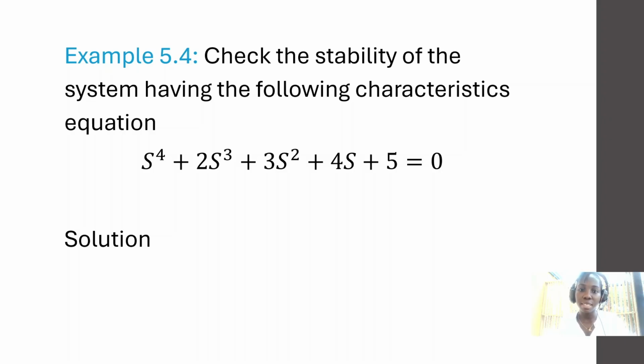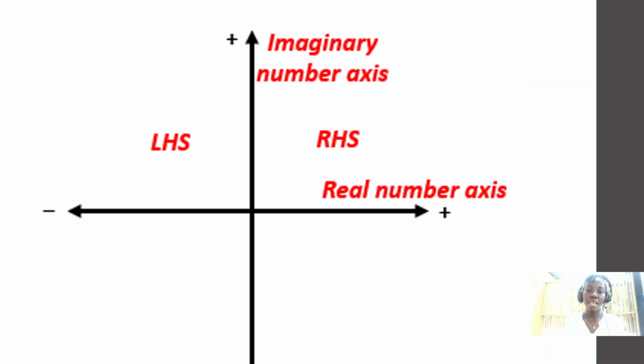So with this, to find the stability of the system given the characteristic equation, you have to find whether or not the poles of the characteristic equation lie on the left side or the right side of the S-plane. If they lie on the left side, it means the system is stable. If they lie on the right side, it means the system is unstable.